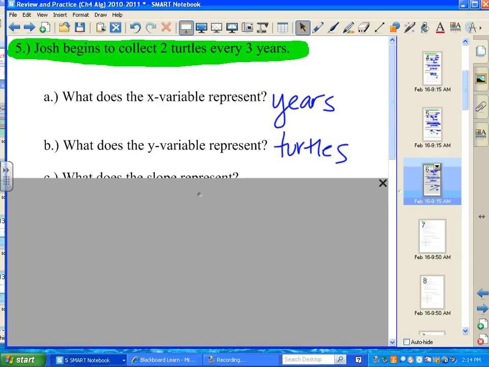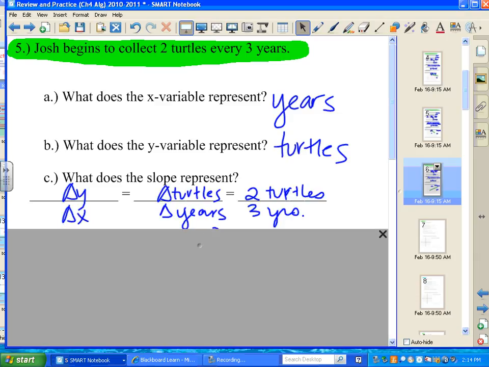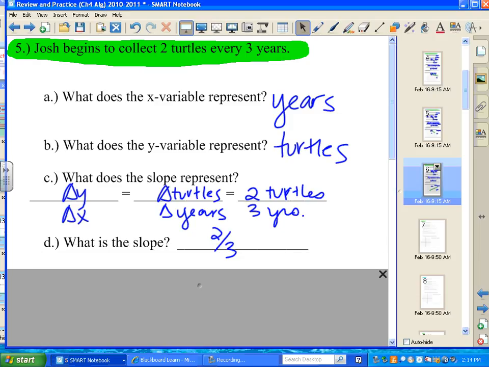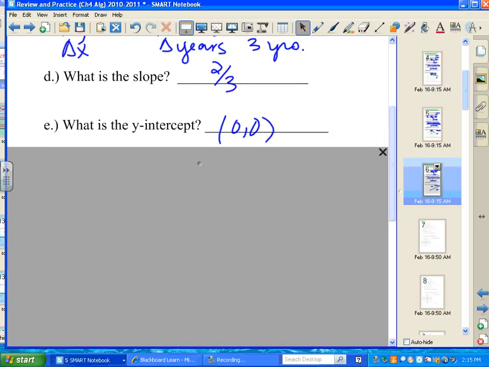Y-intercept 0, 0. Scenario: at year 0, he has 0 turtles. Slope-intercept formula equals 2/3 x plus 0. And at the very bottom, turtles should be your y, x should be yours. Should look something like that. Standard form: 2x minus 3y equals 0.